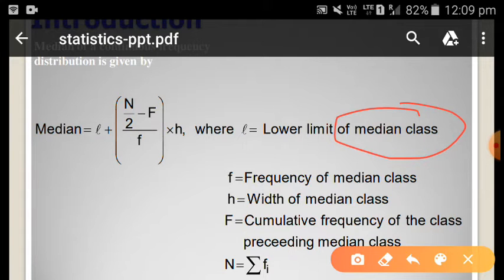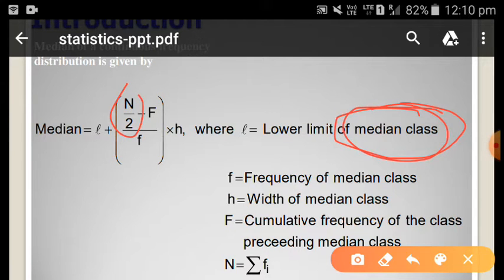So first you need to find out n by 2. What is meant by n? Sum of the frequencies, half of it you need to take. While solving the problem you will be able to understand it in the easiest way while solving the exercise problems. Just keep in mind: where you have the first cumulative frequency more than n by 2, that corresponding class should be taken as the median class.